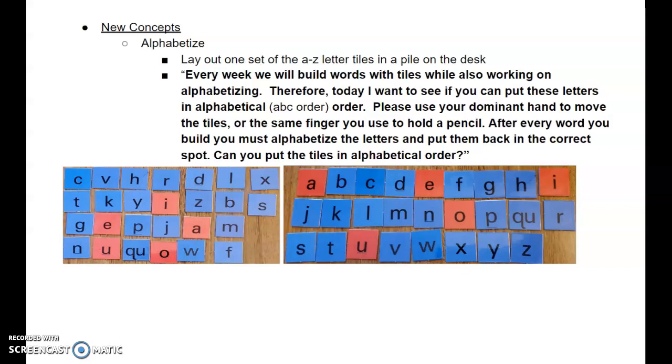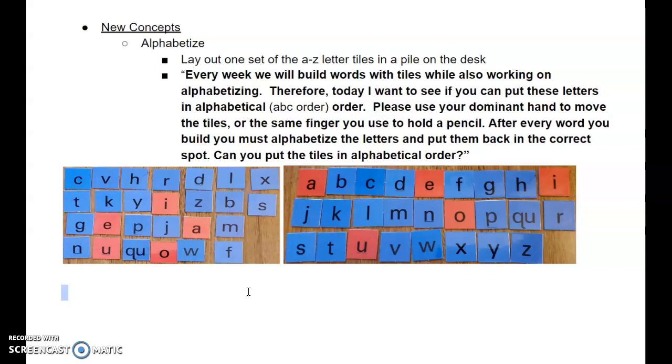for students to learn. So I'm going to, as a tutor, take one set of the A to Z letter tiles that are on the whiteboard and put them randomly in a pile like you see over here on the left. And then I'm going to mention to the students what is written in bold. Every week we build words with tiles while also working on alphabetizing. Therefore today I want to see if you can put these letters in alphabetical order, also known as ABC order.